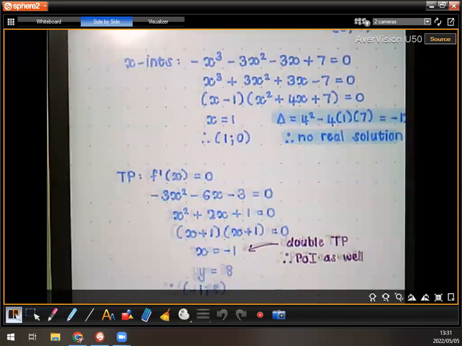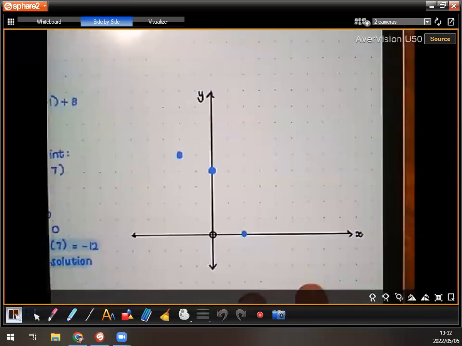Okay, now I want you guys to plot these points. We only have 3 points now. Don't try and connect them yet, because I have to show you how you are going to connect them. You have to connect them in a very specific way. But you can plot them, please. So you have 0, 7, you have 1, 0, those are the 2 intercepts, and then we have -1, 8, which is both the turning point and the point of inflection.